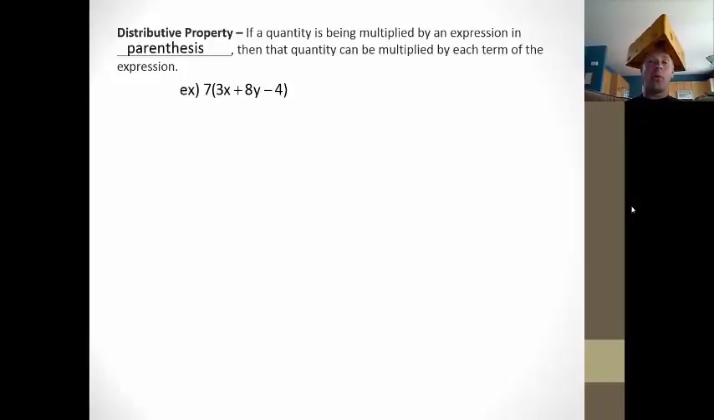So let's look at an example. We have 7, our quantity, being multiplied by the parentheses there. What the distributive property lets us do is multiply 7 to each of those terms individually. So we'll do 7 times 3x, 7 times 8y, 7 times negative 4, and we'll get 21x plus 56y minus 28.